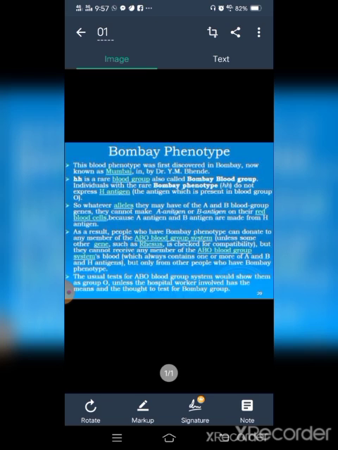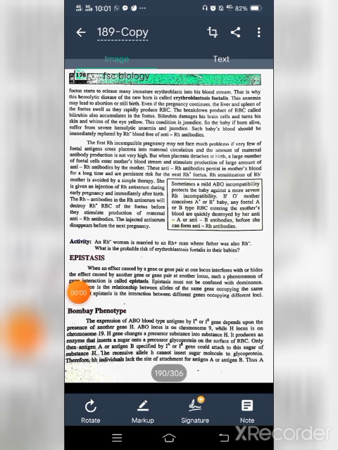The usual test for the ABO blood group system would show them as blood group O, unless the hospital worker involved has the means and thought to test for the Bombay groups. Now the details of the Bombay phenotype from the book.